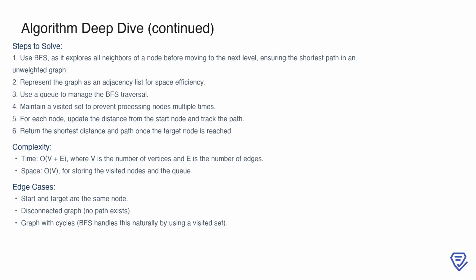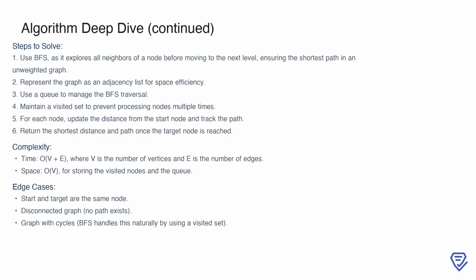A queue is used to manage the traversal, while a visited set prevents nodes from being processed multiple times. As you process each node, you update the distance from the start node and track the path taken. The algorithm terminates once the target node is reached, returning the shortest distance and path.